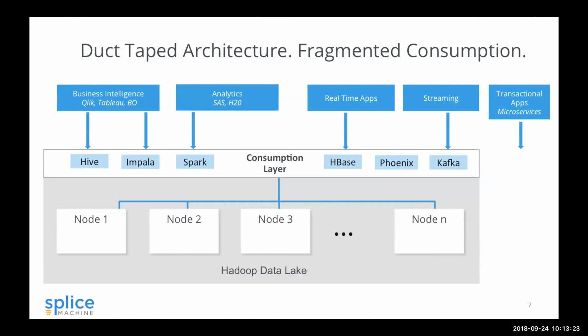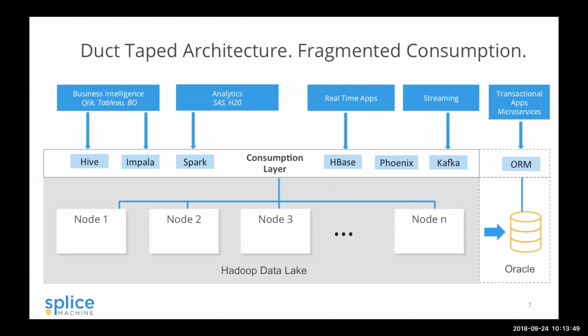If you are using some type of streaming technology or real-time applications, then you may end up using HBase or Phoenix or Kafka. And then again, if you have to run applications, especially transactional applications, they can't run on this type of architecture. So you end up pushing the data out of your data lake into a traditional database like Oracle or SQL Server to power your applications, right?